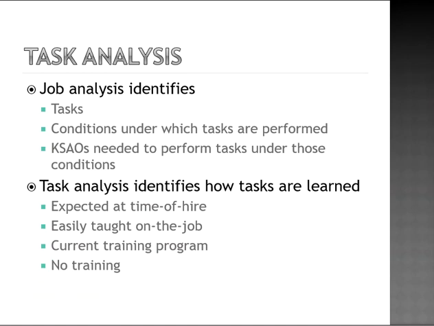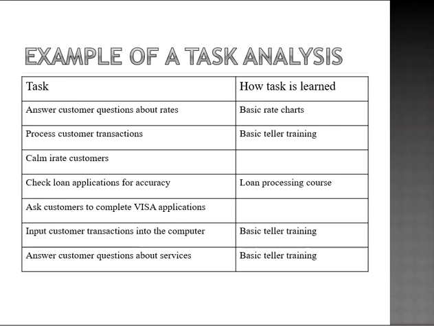The task analysis. Job analysis identifies the tasks, the conditions under which tasks are performed, and the knowledge, skills, abilities, and other characteristics needed to perform tasks under those conditions. So task analysis identifies how tasks are learned. For example, what do we expect at the time of hire? What do they know? What should they have learned already at the time of hire? What can we easily teach them? What will the current training program provide? What areas have they received no training in? So we want to know where we stand with the current individual and the current tasks that are of importance here.